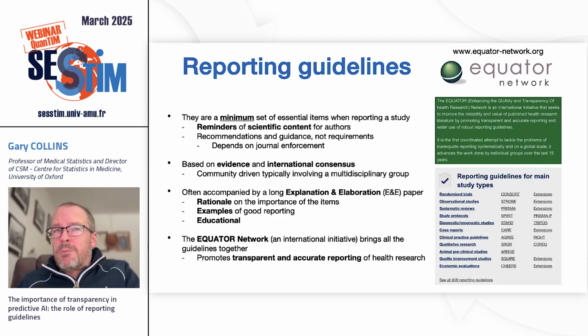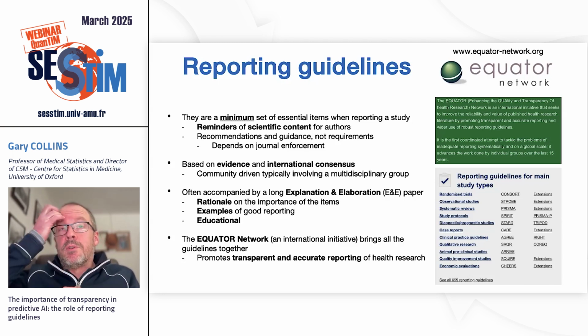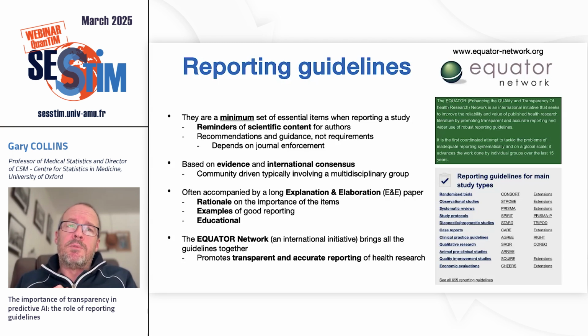They're often accompanied by what we call an E&E paper. This is an explanation and elaboration paper, which is generally a very long document, a resource document, explaining why we need certain bits of information in your manuscript. So it goes through each item in a checklist and says why we need this information and gives you examples of good reporting. So what are we looking for when we are trying to report the sample size? There'll be examples in these E&E documents to help you. So it's largely an educational or didactic document for you to look at when you're doing your study.